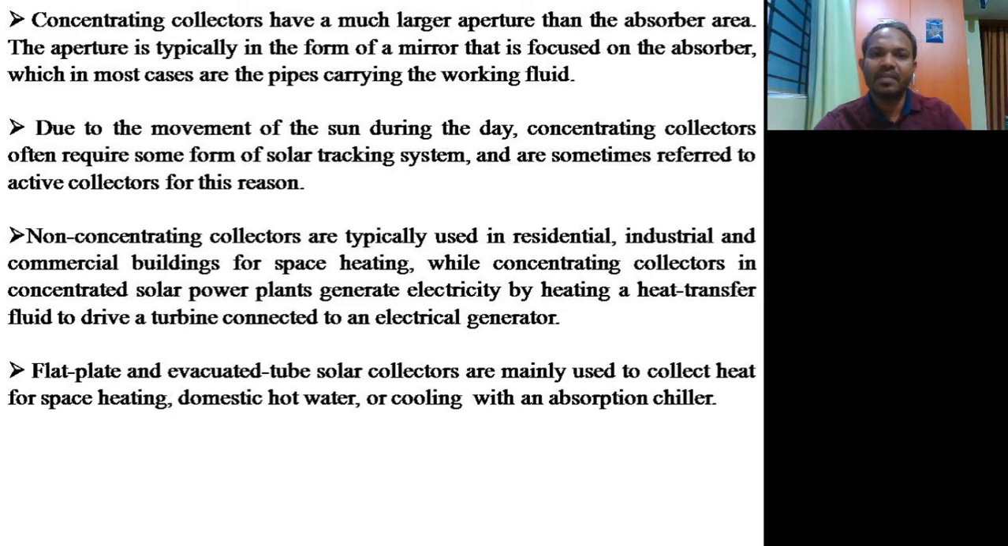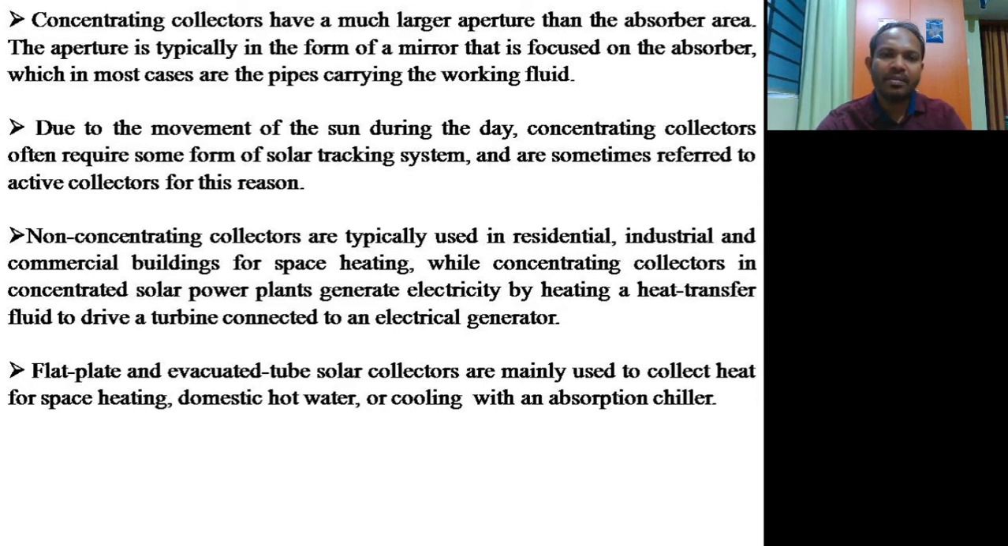The aperture is typically in the form of a mirror. That is what this aperture will be, a mirror, because it has to reflect the solar radiations which are coming in like this. It is something like an umbrella, made up of a mirror. When the solar radiations fall onto this mirror, it reflects back at a particular angle towards a tracing point. Is it clear? So this aperture is typically in the form of a mirror that is focused on the absorber, which in most cases is the pipes carrying the working fluid. This absorber will be directly the pipes.